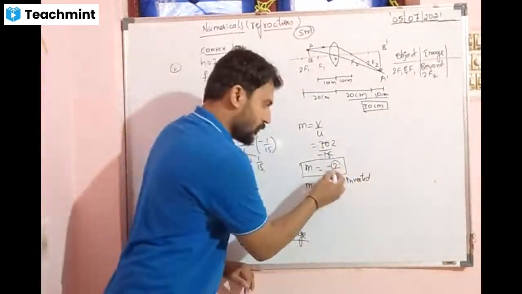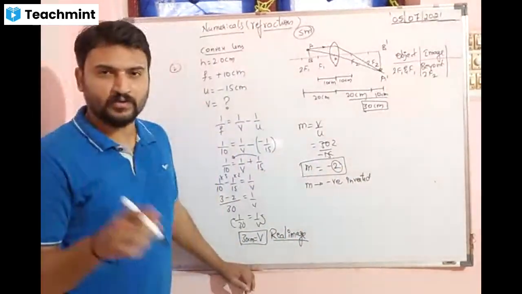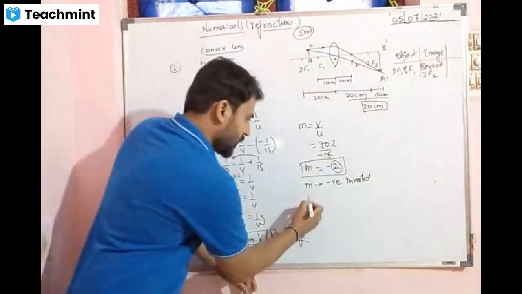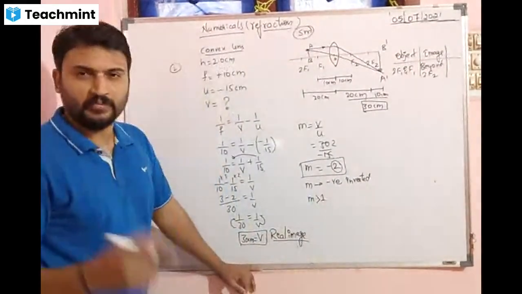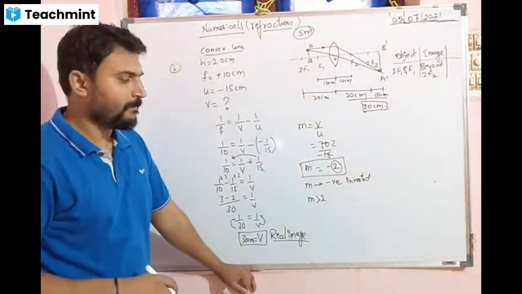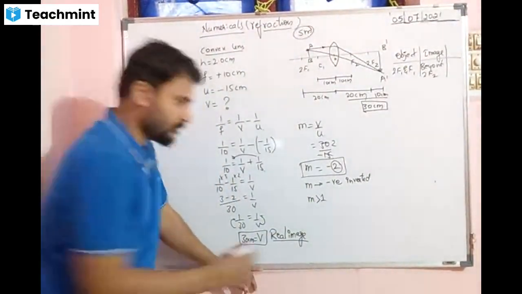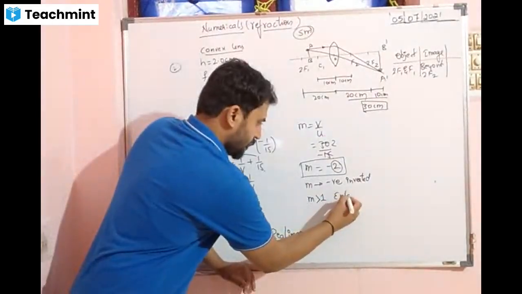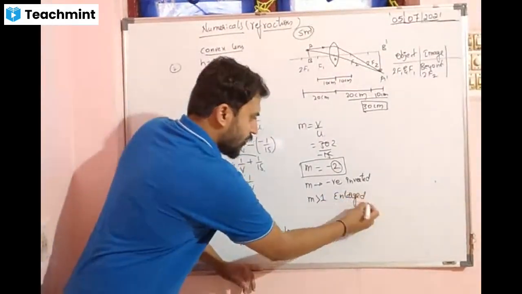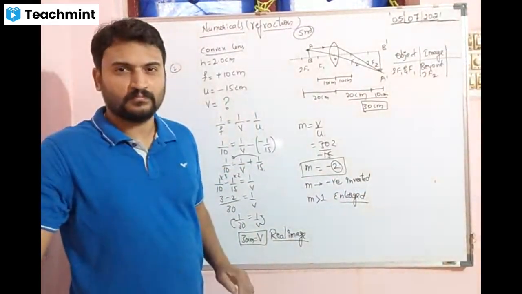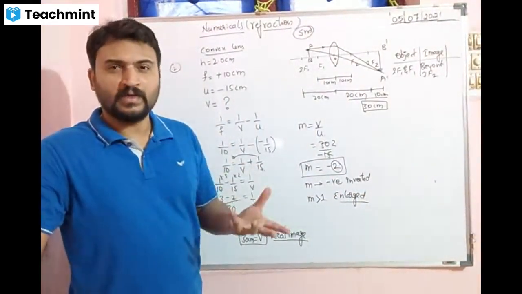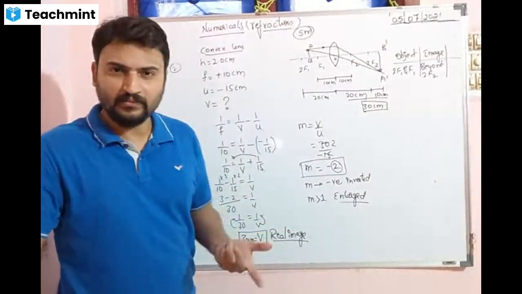Look at the number now. Is it greater than 1, less than 1, or equal to 1? Greater than 1. What do you mean by greater than 1? Enlarged, magnified. How many times is it enlarged? 2 times. Double.